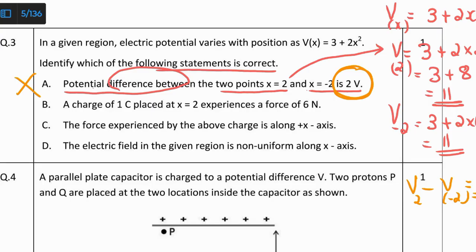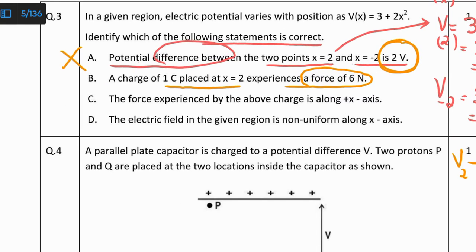Second one, a charge of 1 coulomb placed at x is equal to 2 experiences a force. So that means you have to find the value of the force. So how to find the value of the force if you have potential difference with you? What's the formula? You all know about it, right? E equal to minus dV over dx. Let's differentiate. So you will get E equal to minus d of 3 plus 2x square, which is equal to, how much is it? 4x, but minus 4x.